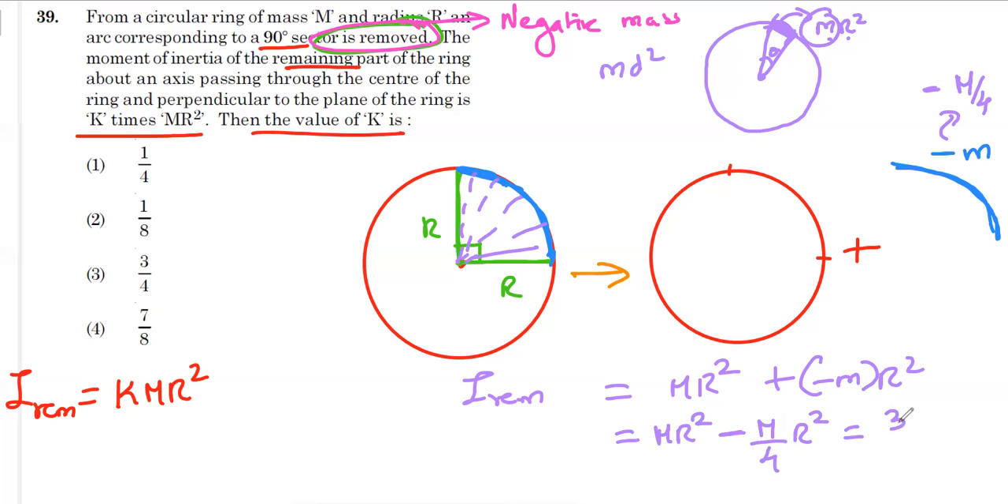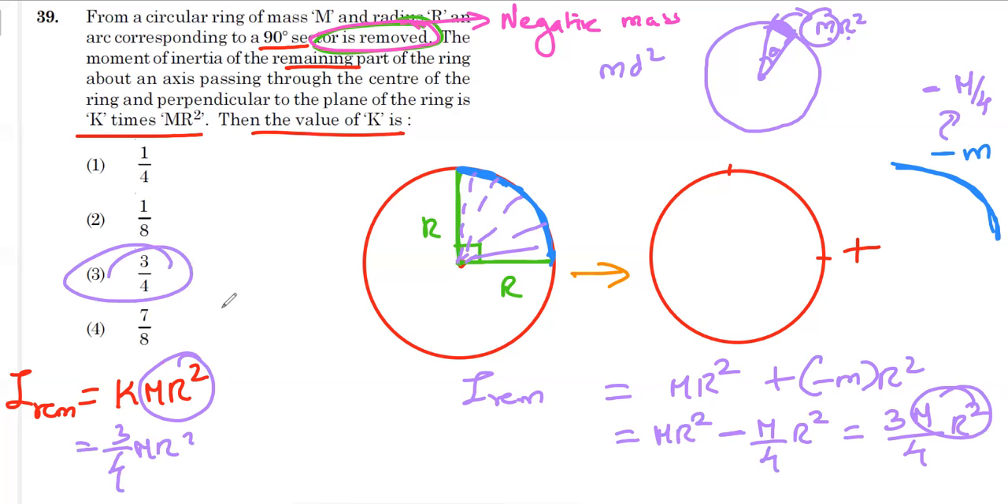So this will give me 3m/4 r square. Look here, mr square is there, and what remains is only 3/4. So that k is 3/4, like 3/4 mr square. So the answer is 3/4. Again, when a portion is removed, you use the negative mass concept. And for these rings, whether you take a small piece or the full piece, the moment of inertia will remain the same because r remains the same. Only the mass has to be changed.